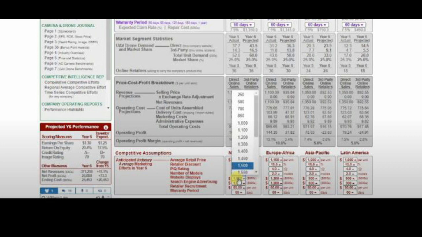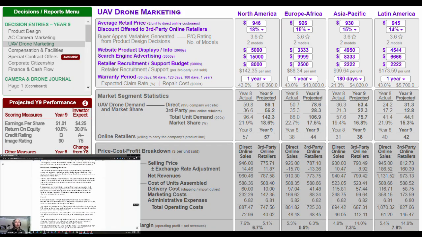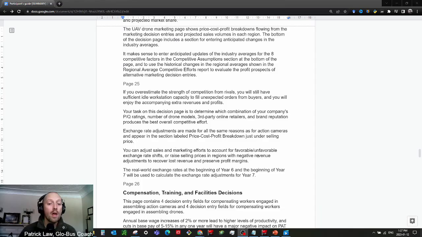Your task on this decision page is to determine which combination of your company's PQ ratings, number of drone models, third-party online retailers, and brand reputation produces the best overall competitive effort. Exchange rate adjustments are made for all of the same reasons as for action cameras and appear in the section labeled Price, Cost, Profit Breakdown, just under selling price. You can adjust sales and marketing efforts to account for favorable or unfavorable exchange rate shifts.